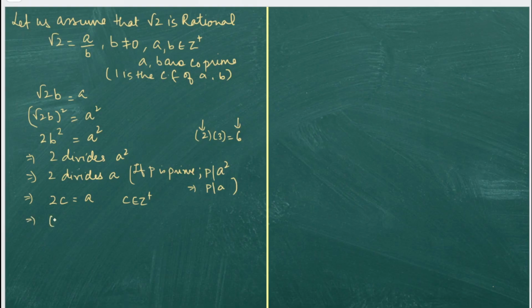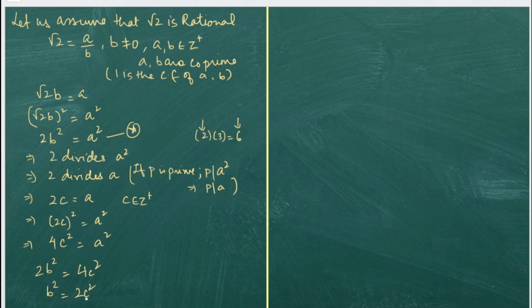Let's square both the sides. So 2c whole square is equal to a square, which gives me 2 square is 4, c square is equal to a square. Now we are going to put this value of a square in this equation. Let this be the star equation. So when I put this a square in this one, I get 2b square is equal to, in place of a square, put 4c square. Dividing both the sides by 2, I get b square is equal to 2c square.